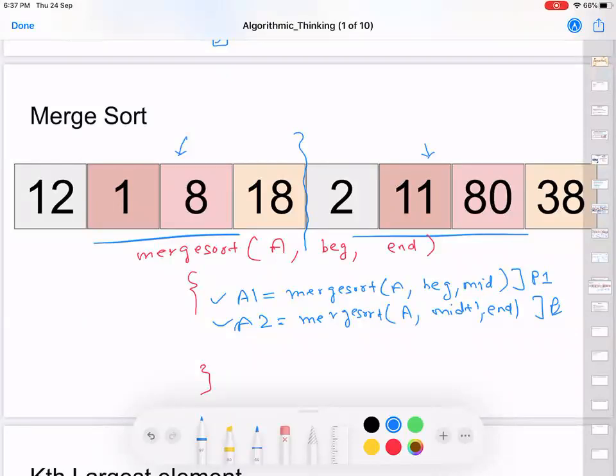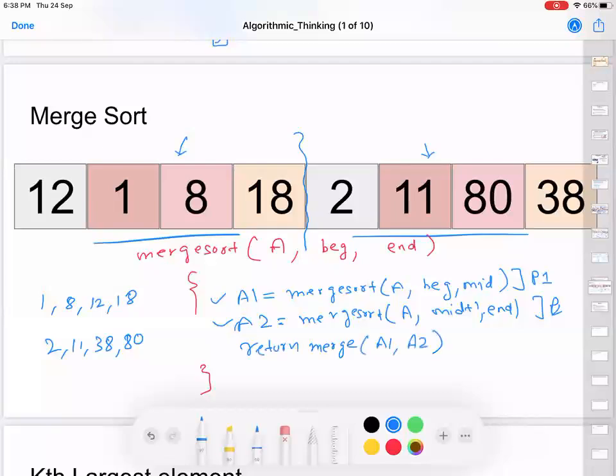So after I got A1 and A2 which are sorted, I again need to do something. So I have two sorted arrays here. One is this one over here, and one is this one over here, right? And if I want to get the entire sorted array, I'll have to apply one more procedure here, which we called merge A1, A2. So this is what I'm going to return, merge of A1, A2.